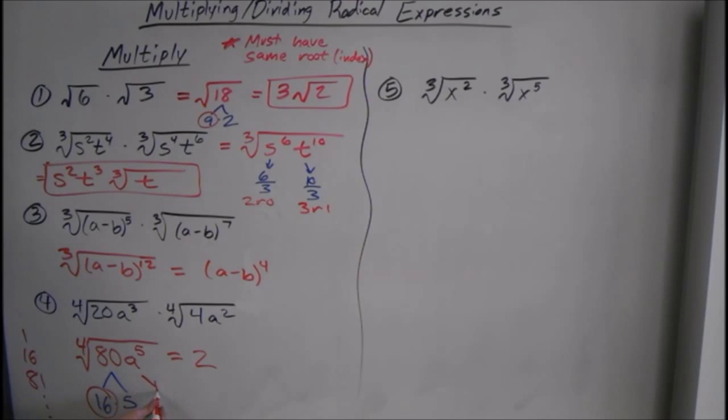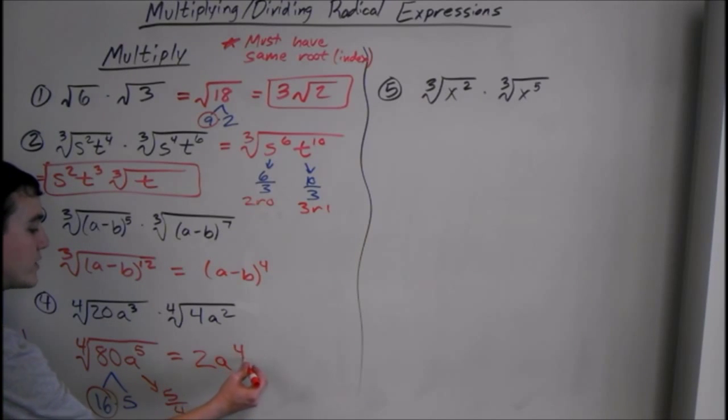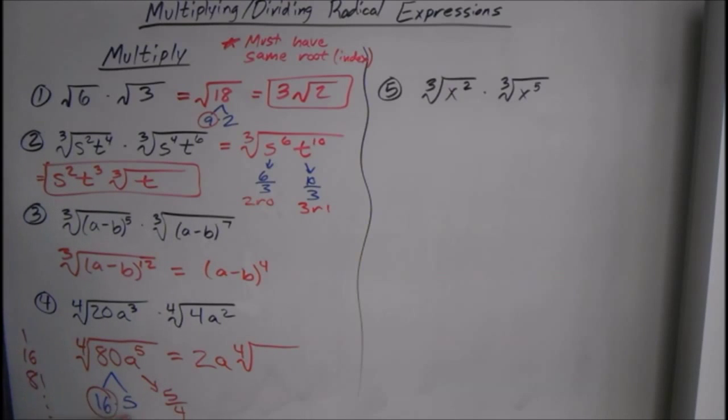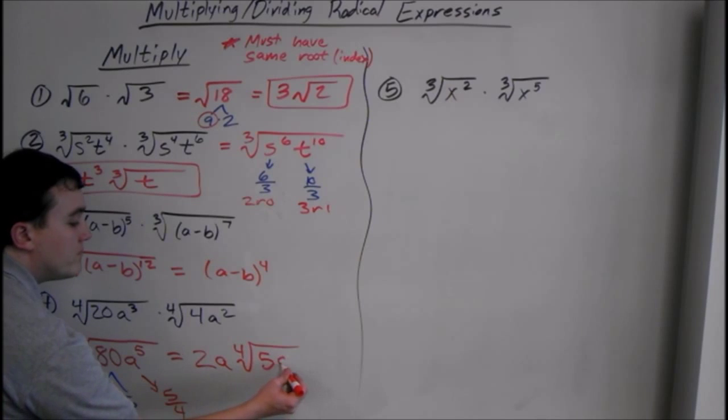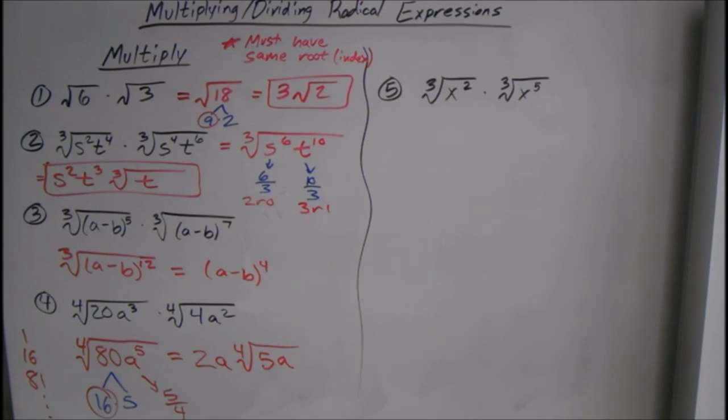And then a to the 5th, that would give us 5 divided by 4, because it's exponent divided by root, which gives us 1 remainder 1. So we can take 1a out, and we have to leave 1a in the 4th root with the 5, since we didn't take out the 5. So 5a was inside. That would be that one.